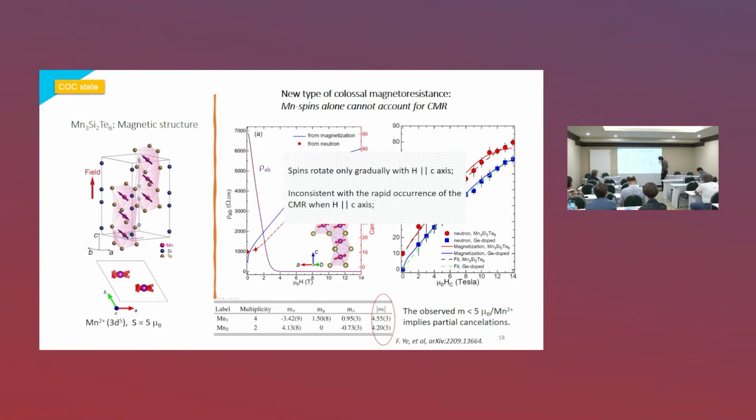The other important information here is this. As we said, this manganese ion is 2+, so we should expect 5 Bohr magneton per ion. But the neutron data tells us, because there are two inequivalent magnetic sites, that one is 4.55 and the other is 4.2. So we're missing some moment here. The measured moment is smaller than 5, indicating there is some partial cancellation, and this cancellation most likely comes from the orbital moment generated by the loop currents.